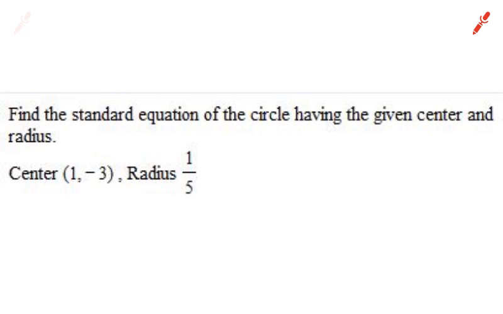Circles have their own formula. If you think of a circle, we think of the center, and the edge, and the distance from the center to the edge is called the radius. And the center, if you're graphing it, is at the point (h, k).